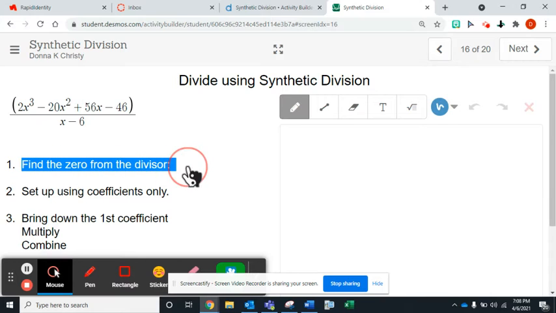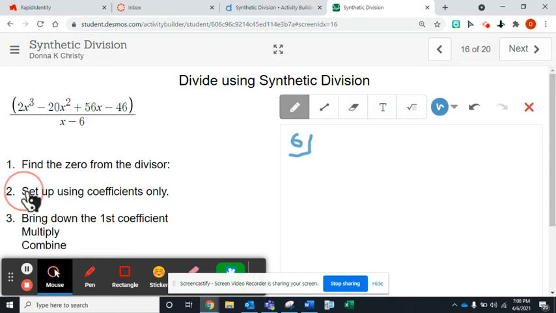We're going to find the 0 of the divisor. The divisor is the bottom. So we just say x minus 6 equals 0, or we just take the opposite. That's going to go on my little shelf right here. So it's going to be 6. Again, I got that from letting this equal 0. So that's a positive 6.